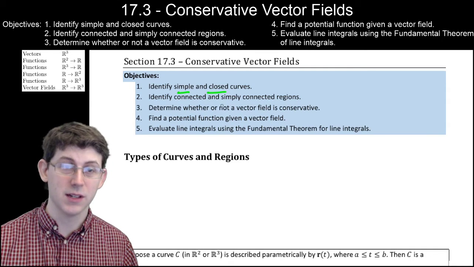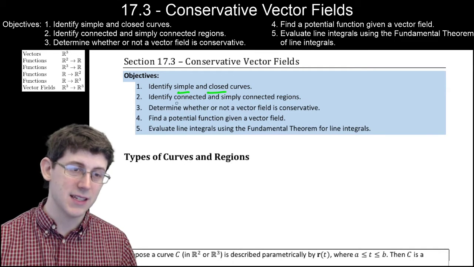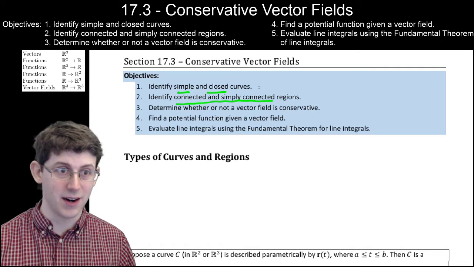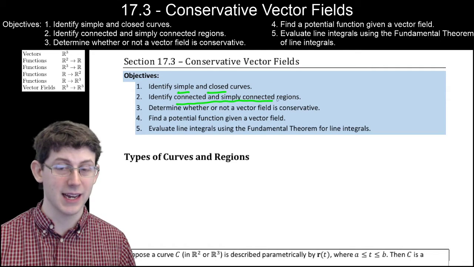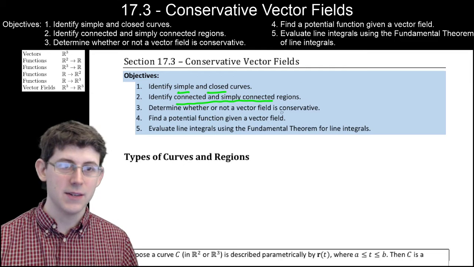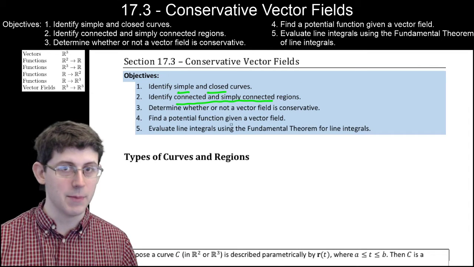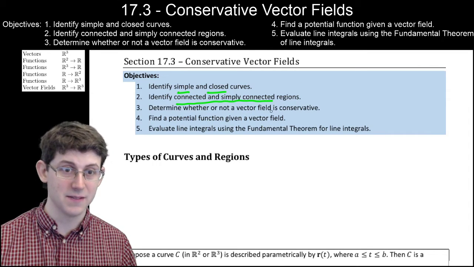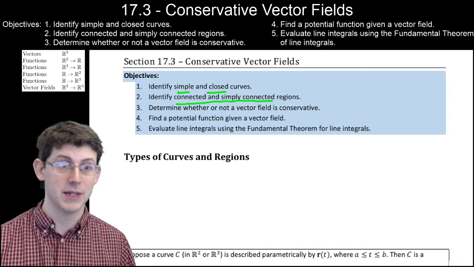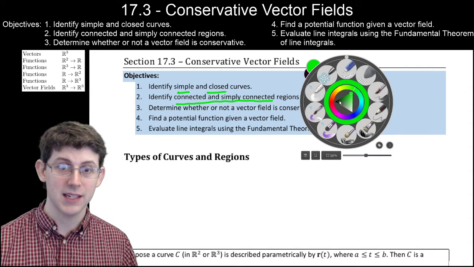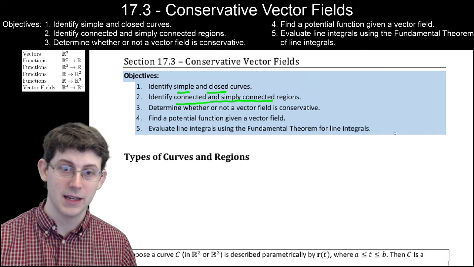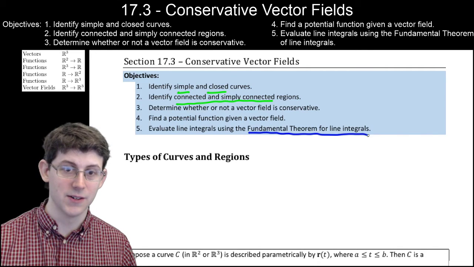and what's a simple closed curve. Then we also need to learn what kinds of regions there are, like connected or simply connected regions. Finally, we'll actually get into the meat of the topic, which is where we can tell whether a vector field is conservative or not, and then find its potential function. And then we actually get a new fundamental theorem. It's the fundamental theorem of line integrals.